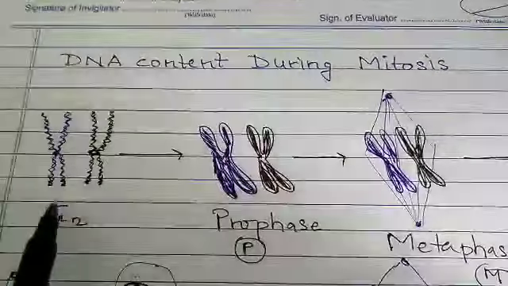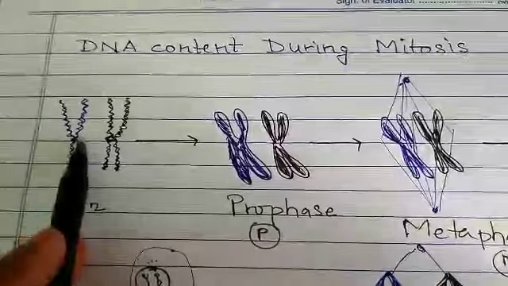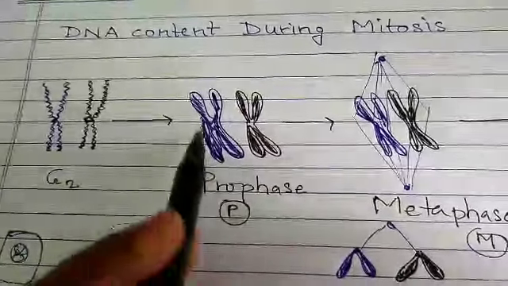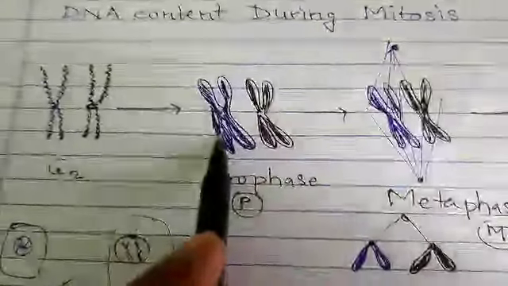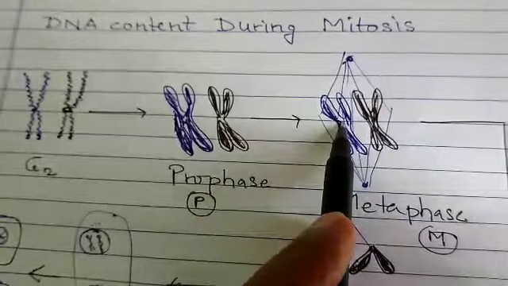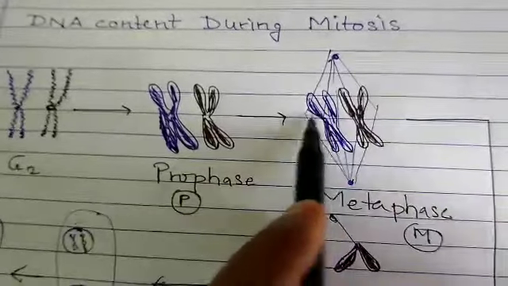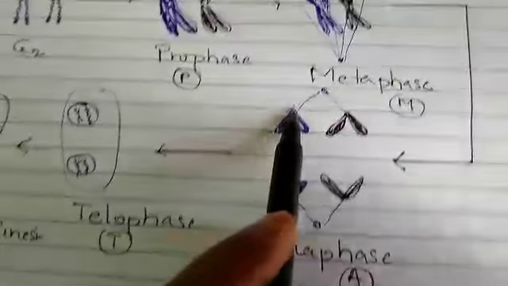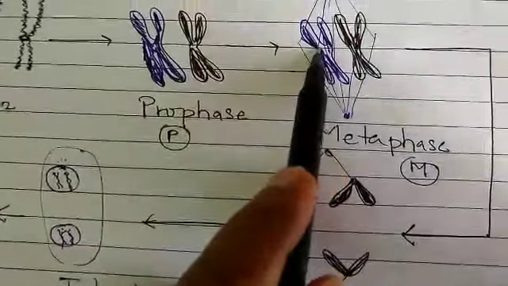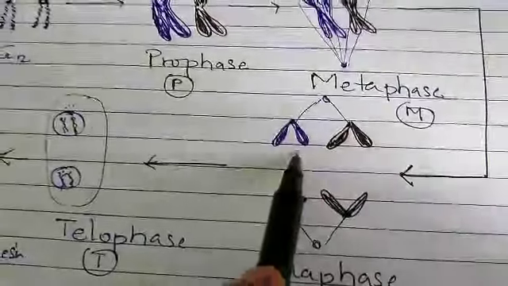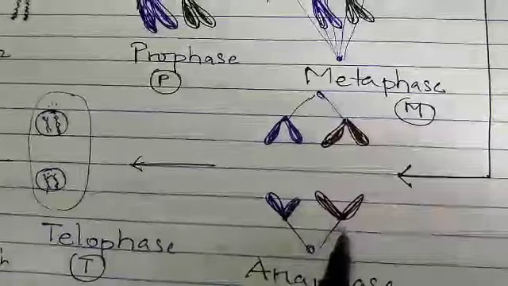So the DNA content during mitosis. As the DNA of G2 is doubled, attached at the centromere, it enters prophase and condenses to form the chromosome. Now this chromosome will bind with the spindle fibers and align at the equatorial region during metaphase. And now during anaphase, the splitting of the centromeres occurs. From the centromere, the sister chromatid breakage occurs and the sister chromatids pass to two opposite poles.